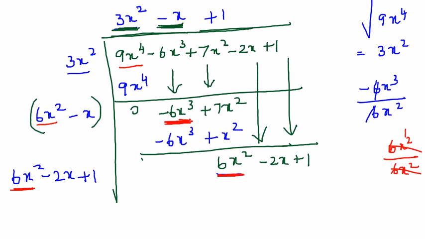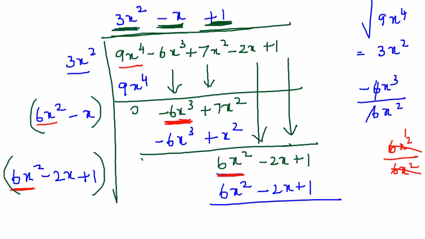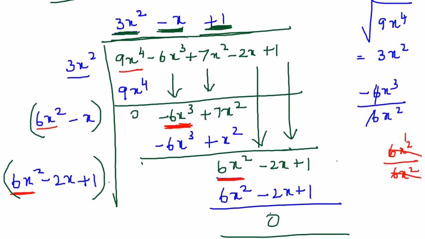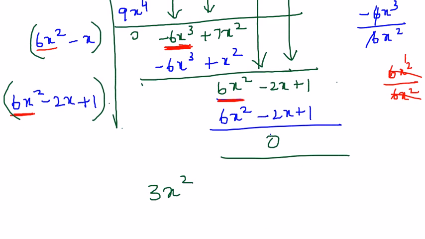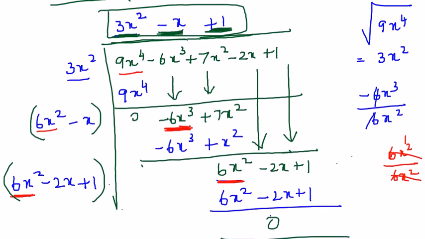Right? Now what do you do? You take this whole term over here and multiply it with the value that you got by dividing. So when you multiply, you get 6x squared minus 2x plus 1. In the two terms, when you subtract, everything gets cancelled and you get 0. Therefore, the square root of the given polynomial is this one here: 3x squared minus x plus 1. And of course within the mod sign, because it will always be plus or minus.